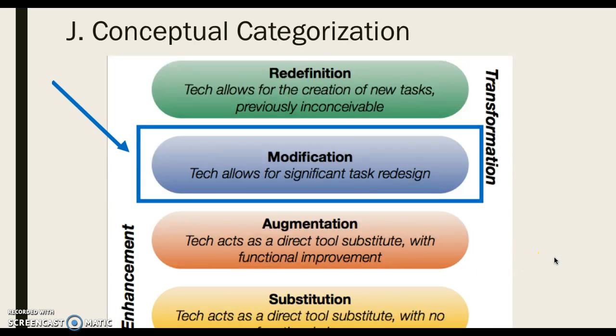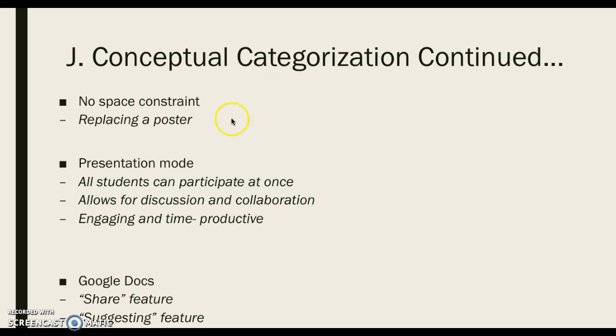Our unit was an example of modification. So tech really allowed for significant task redesign in this unit. Instead of making a poster for the real world story problem, students are doing a presentation, so there's no space constraint. They're really able to incorporate as many components as needed without being limited to a size of a poster or piece of paper.